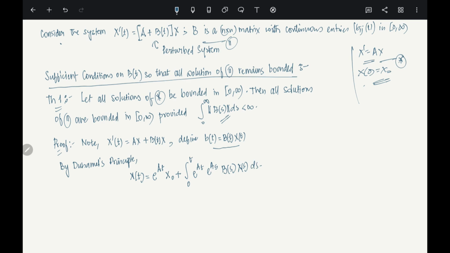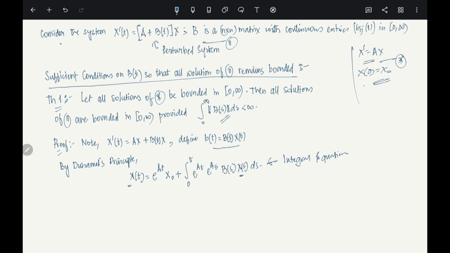Now please understand this. Although I have used this formula, this is actually an integral equation. Why equation? See, I have written x in terms of x, so it's not a solution. Don't think of this as a solution. It is just an equation, and it is called an integral equation. Now what we need to do is this.